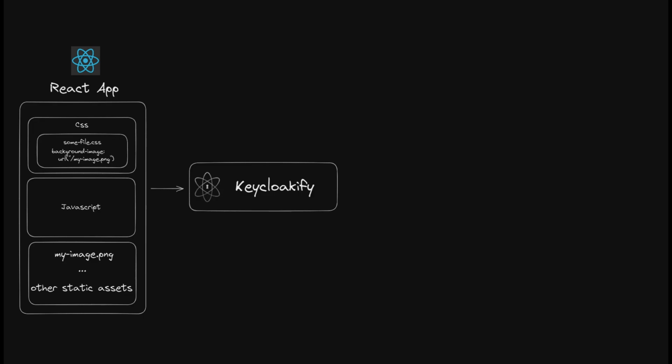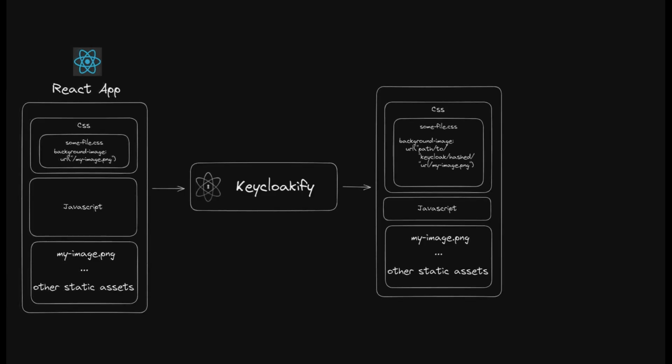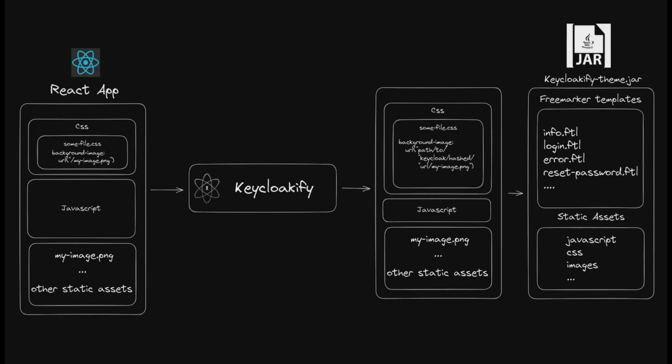As part of its build process, Keycloakify has a few clever strategies in place to convert your static asset references to the proper Keycloak URL at runtime. After patching static asset paths, Keycloakify will bundle your app into a set of FreeMarker templates for your Keycloak theme. Finally, Keycloakify bundles everything up into a jar file that Keycloak can consume.